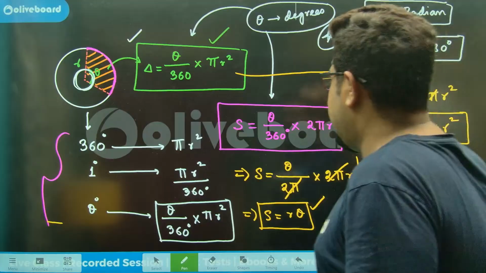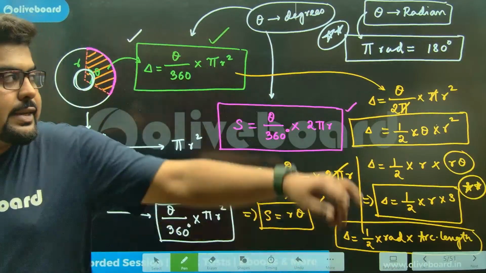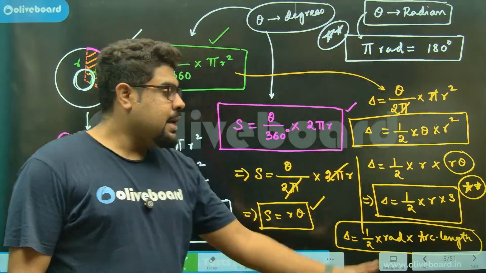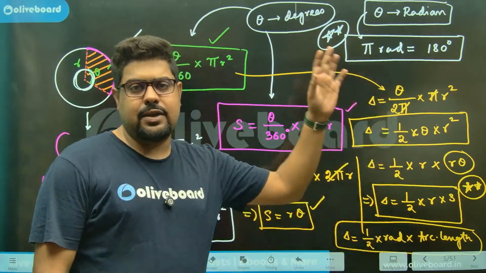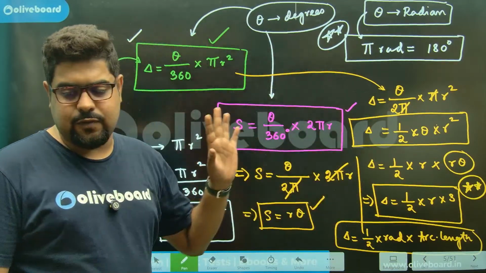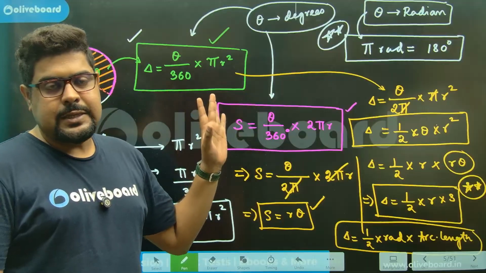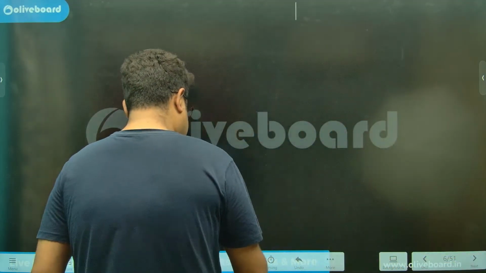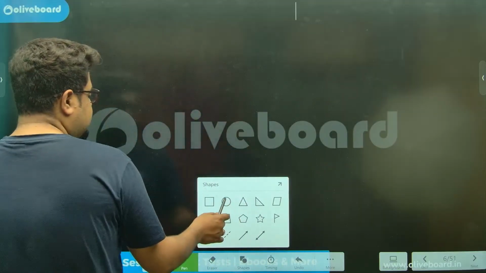This is your sector thing. How to find the area of a sector if theta is in degrees, how to find the area of the sector if theta is in radians, if arc length is given. Whatever they can ask you from here, I've given you this.